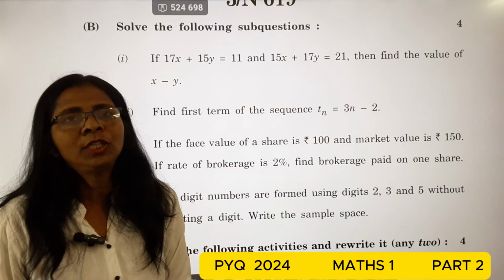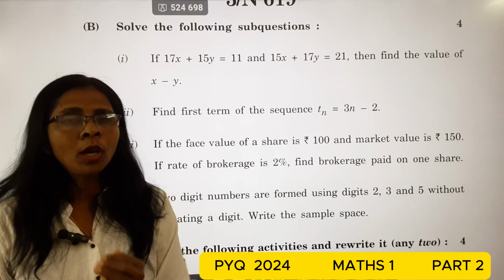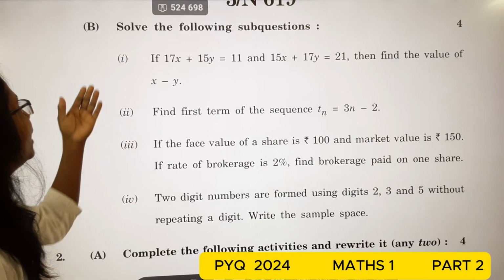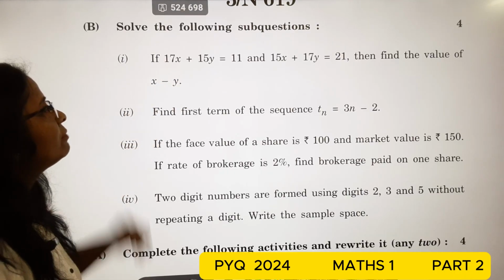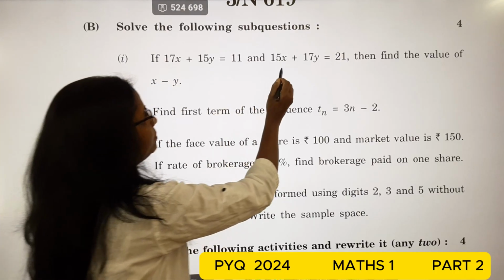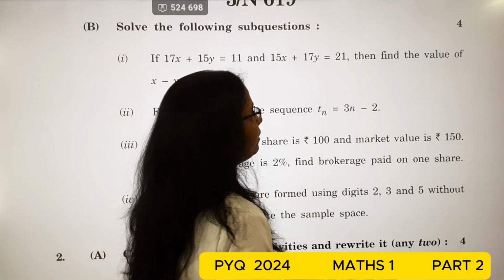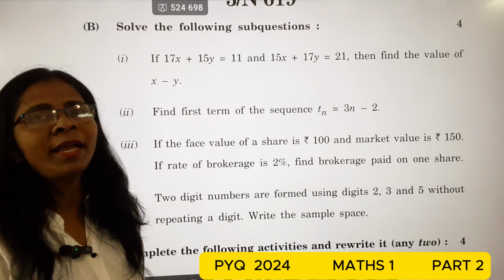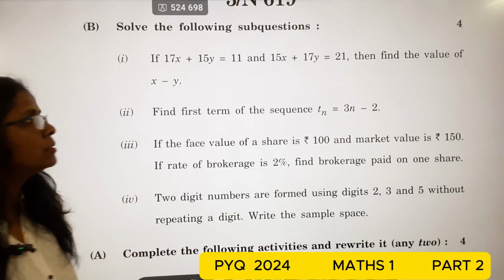Compulsory, 4 questions will come and you have to solve all four, students. Okay, so now here first question is, if 17x plus 15y is equal to 11 and 15x plus 17y is equal to 21, then find the value of x minus y. You have to find out the value of x minus y.